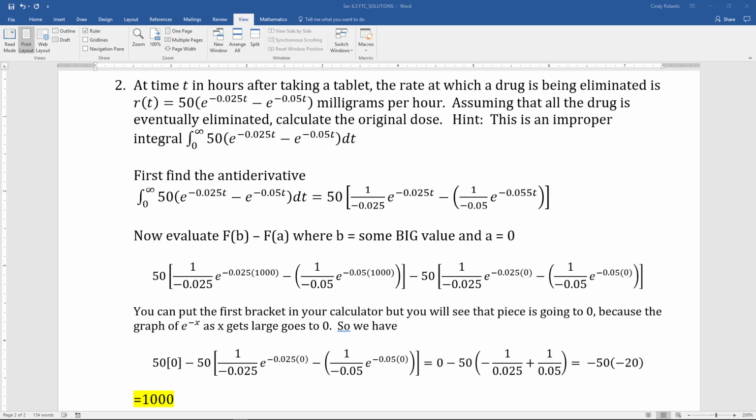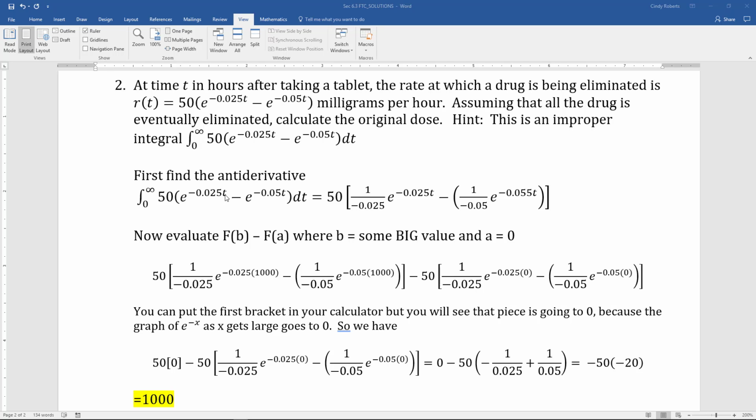Okay, this is 6.3, Fundamental Theorem of Calculus. Question number 2 says at time t in hours after taking a tablet, the rate at which the drug is being eliminated, so of course leaving the body, is given by this function, the rate, so that's the derivative, in milligrams per hour, assuming that all the drug is eventually eliminated. So in the long run, we're looking at starting time in the beginning and then some very, very large number.